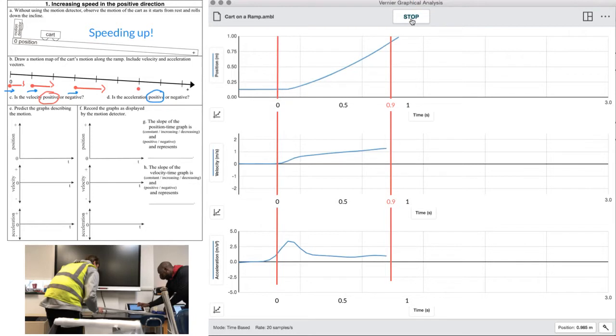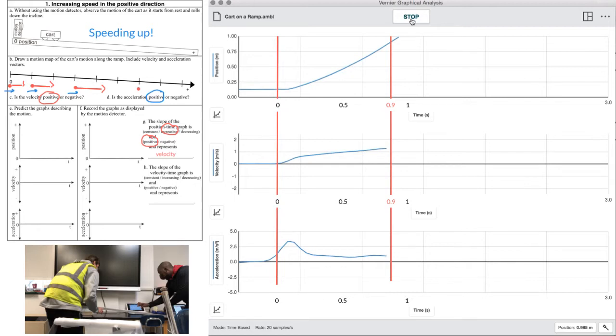Now let's look at our graphs. So here on the position graph, you see that there's a slight curve, and the slope of that curve is increasing. It's getting steeper and steeper. So I'm going to write that the slope of the position time graph is increasing and positive, and represents velocity.